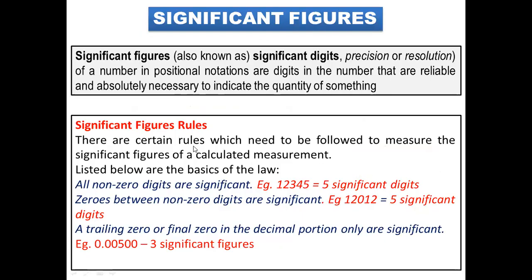Now the very important topic from this same chapter, calculation in analytical chemistry, we will discuss as the significant figures. So what are actually the significant figures? Significant figures are also known as the significant digits, precision or resolution, those are alternative names. So the significant figures of a number in positional notation are the digits in the number that are reliable and absolutely necessary to indicate the quantity of something.